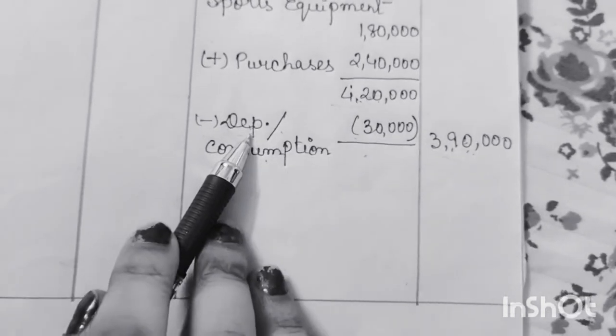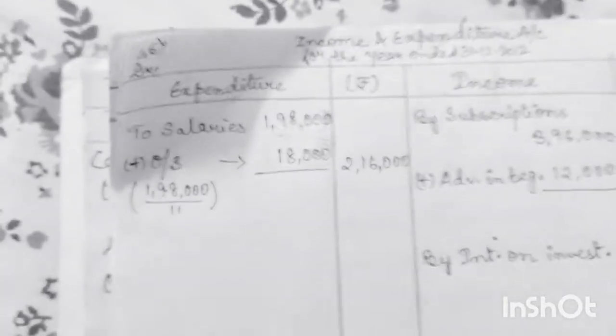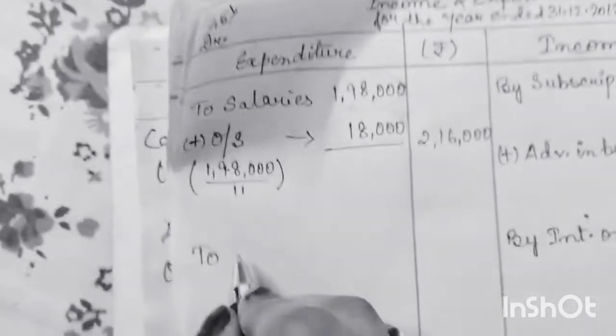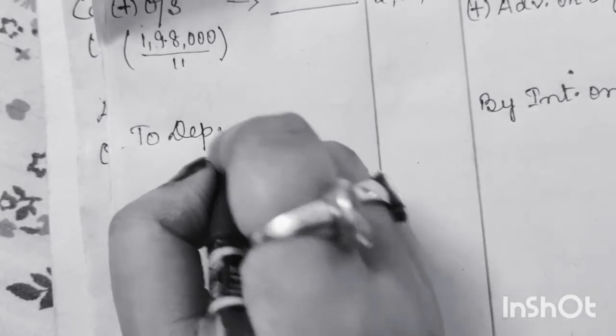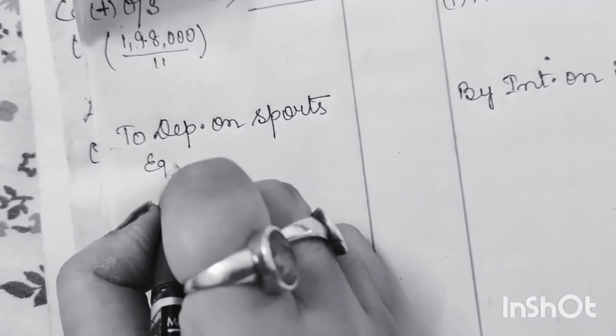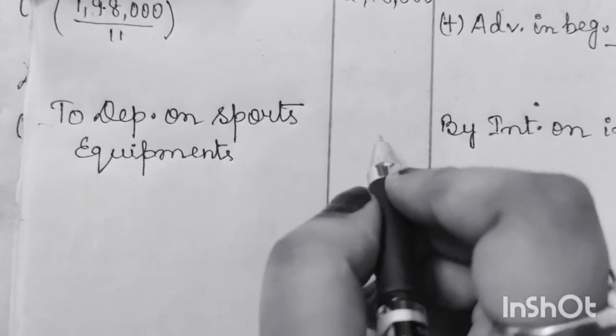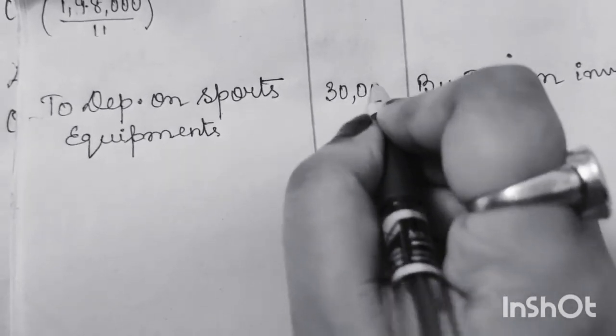Now as you can see, we have recorded all the transactions. One more thing: this depreciation or consumption is an expense, so it should be recorded on the expenditure side. So, to depreciation on sports equipment, 30,000. Now everything is done. Now we can calculate.